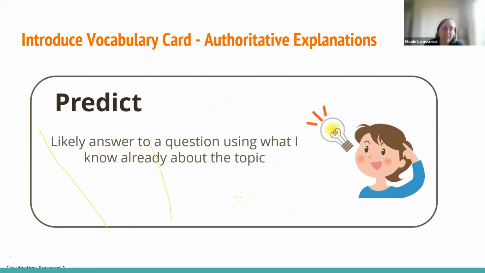Then I would also introduce, to fill in the gaps, because sometimes not all students are going to get it, but it is really good to get them thinking and their brains are primed, is to introduce for your word wall or for their glossary: predict a likely answer to a question using what I already know about a topic.